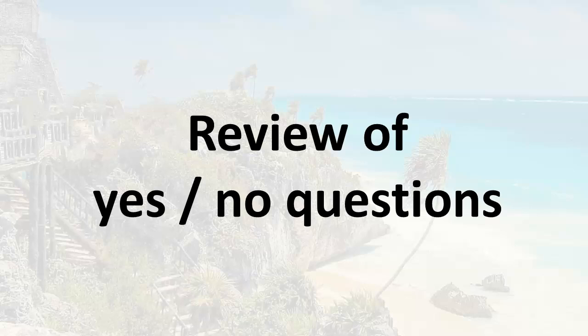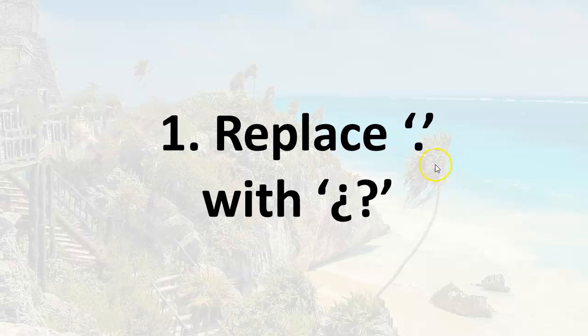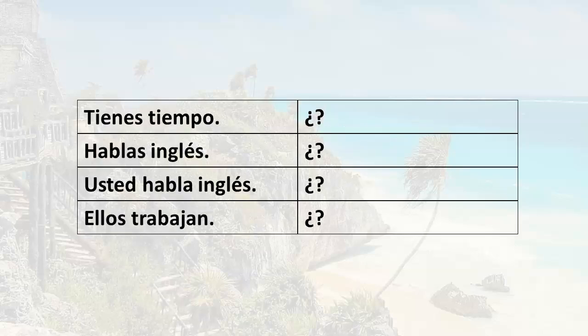So the first method is to simply replace a period with a question mark when you have a simple statement. So we're going to practice with that. So we have the statement, tienes tiempo, which means you have time. Again, this is the statement. So how would you ask the question, do you have time, using this first method? Well, it's very simple. Just replace this with this, and you have that.